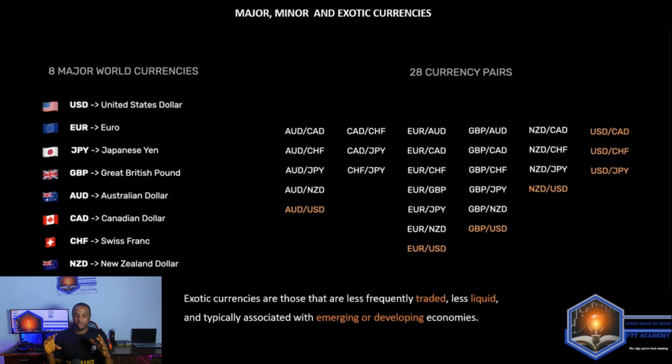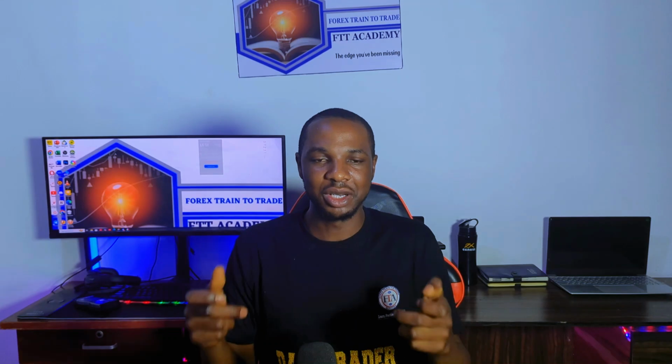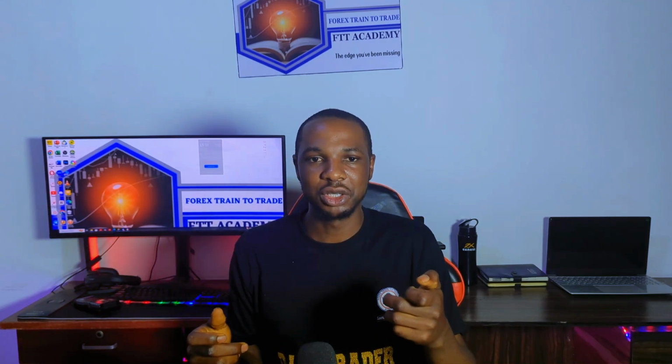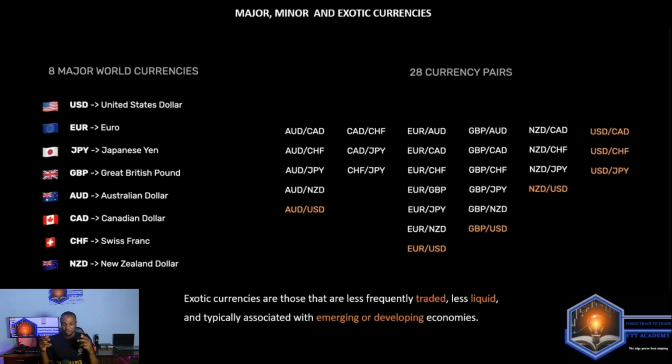Okay, so we refer to those currencies as exotic, as they cannot provide high volume. They are less traded, which means the spreads are very, very big. And when the spread is big, the transaction cost is going to be very, very big. So you have to pay a lot of commission to perform a transaction on that particular country's currencies. You need to know what pair you have to be trading, and it is very important for you to know that.